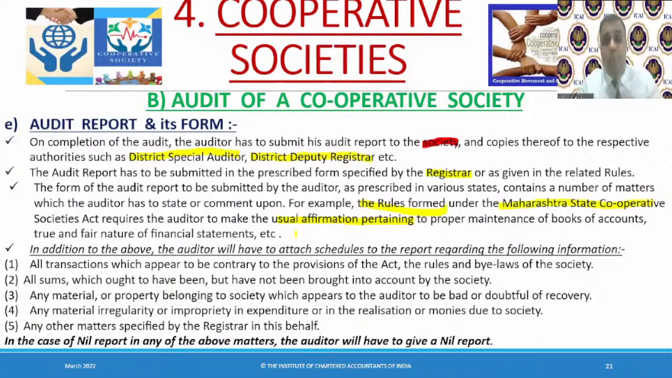He has to state whether he agrees that proper books of account are being maintained, and the auditor might have to go for additional schedules, like transactions which appear to be contrary to the provisions of the Act, and all sums which have not been brought into the account of the society. He finds certain incomes or certain expenses which have not been credited or debited to the books of the society. Any material or property belonging to the society which appears to be bad or doubtful but has not been classified as bad or doubtful by the society. Any irregularity or impropriety in expenditure or in realizing monies. Any other matters as specified by the registrar in this behalf. In case of a nil report, the auditor will have to give a nil report. If anything is nil, he has to issue a nil report.